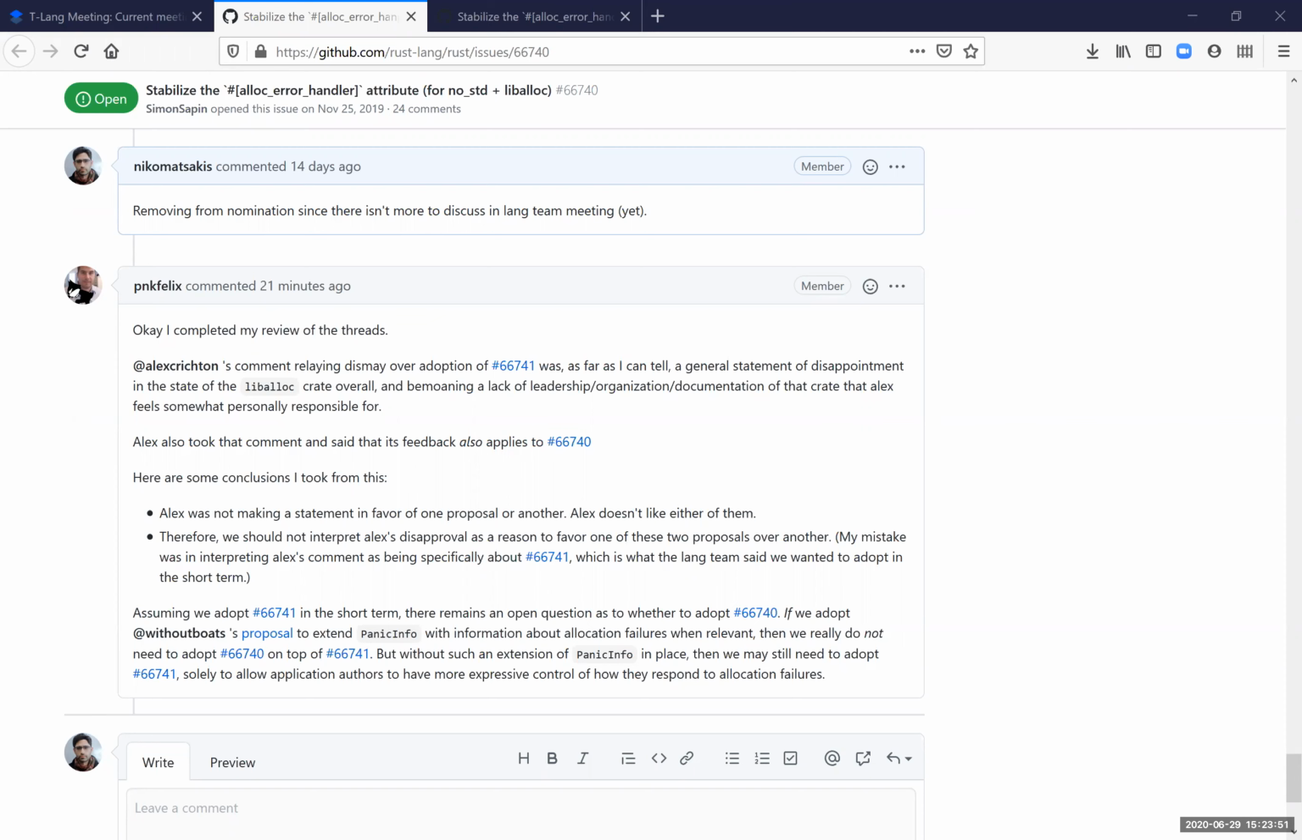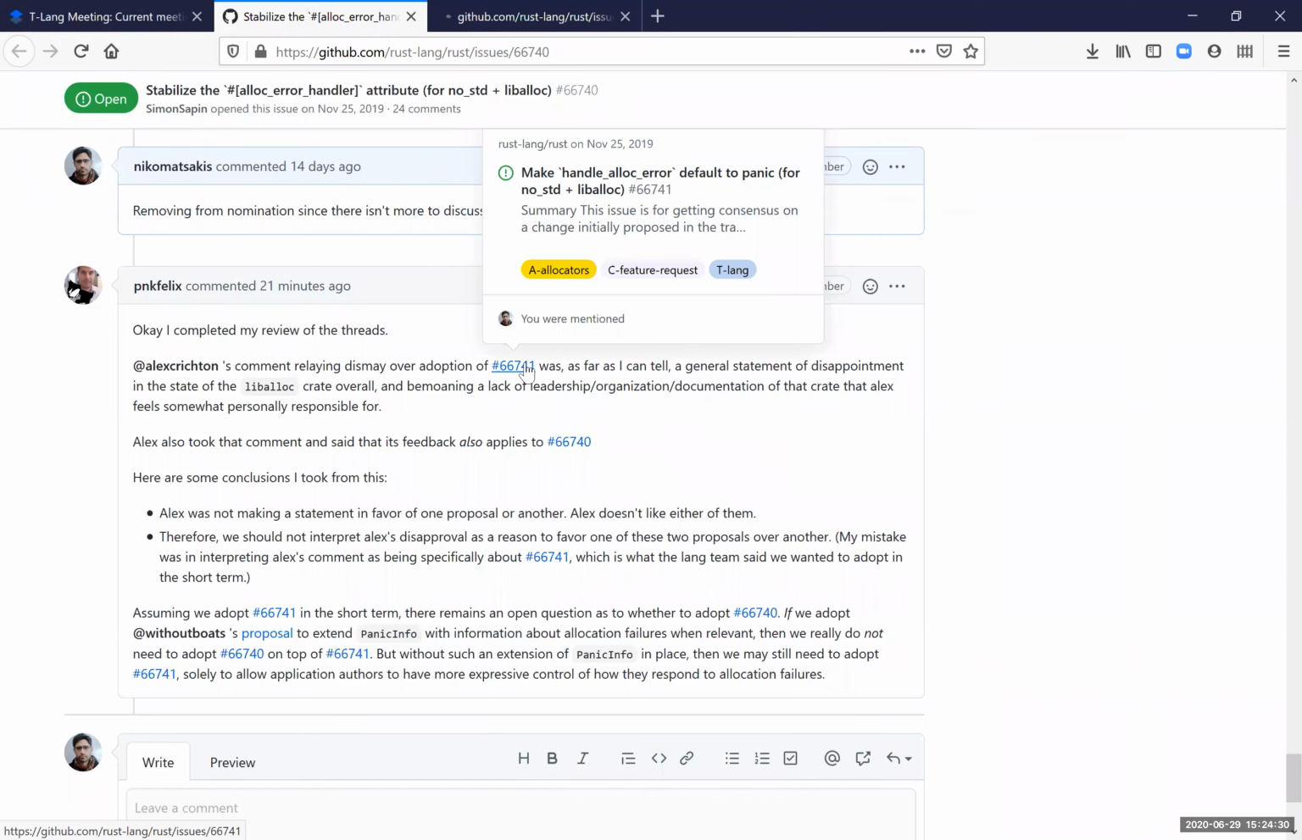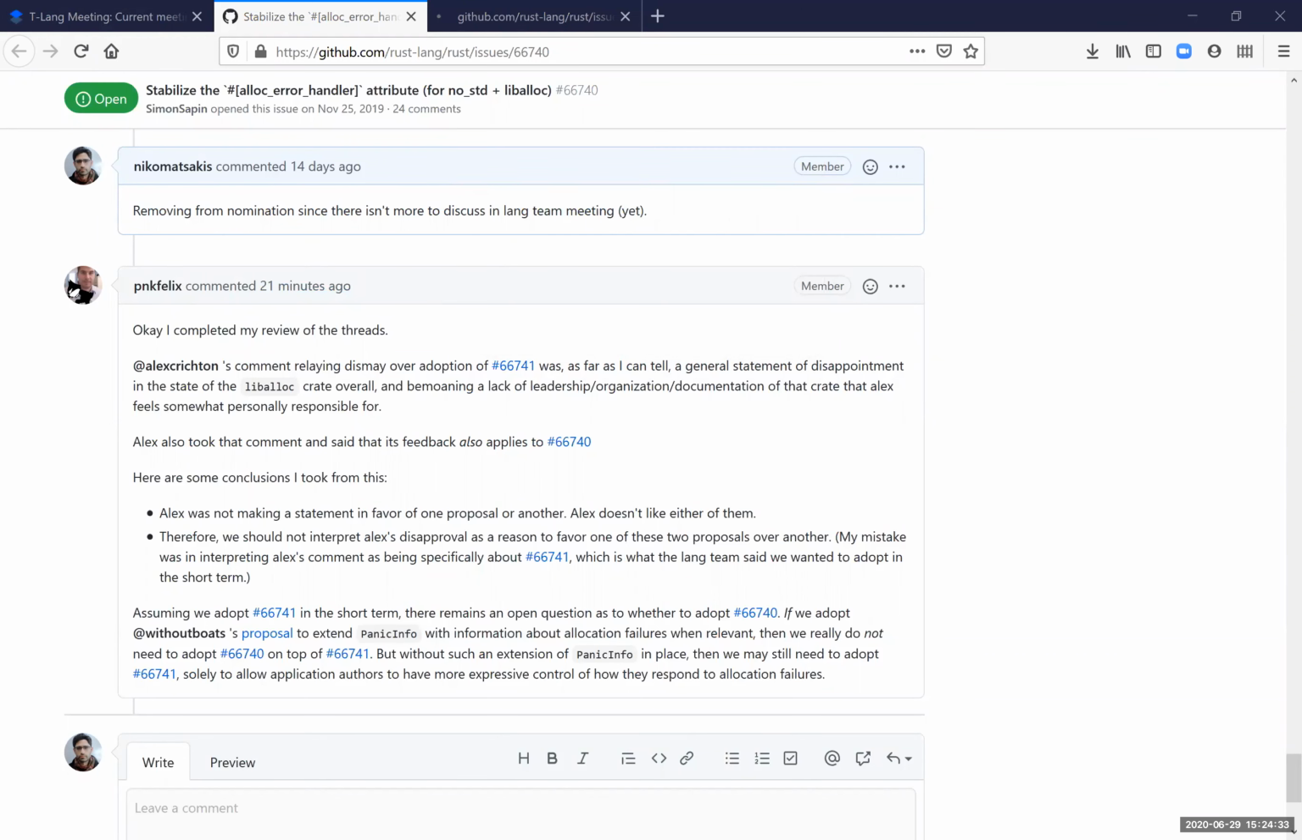There was some immediate feedback when we said that, saying, why would we do both things? We only need one of these things. I think the right resolution is that while we don't need both, if, and this is very important, we extend the panic info that's fed to the panic handler with information about the allocation failure, then we won't need to adopt both. But that hasn't been done yet as far as I know, and I don't know what's going to be involved in making that change. So if that doesn't happen in a reasonable amount of time, then we still might need to consider stabilizing this alloc error handler thing. But that's a question we can still delay until later.